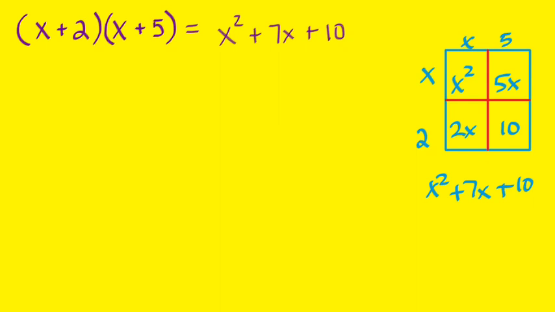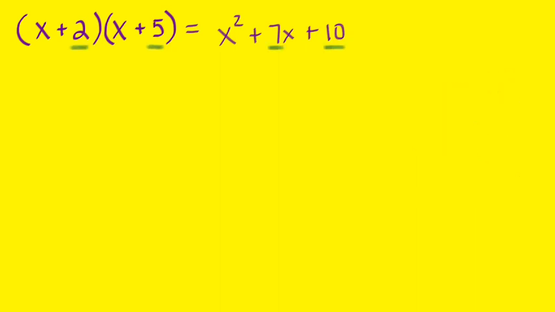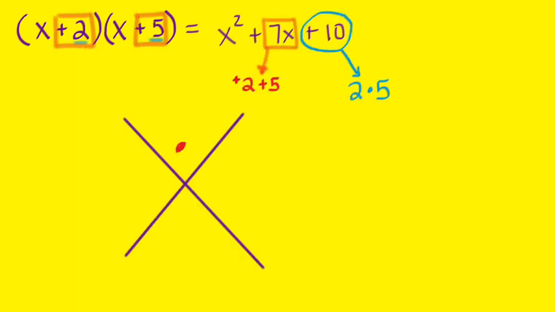But now we're going backwards. How do I get from x squared plus 7x plus 10 to x plus 2 times x plus 5? Well, we look at this and we see that two numbers multiply to be 10, and the same two numbers add to be 7. Right? Well, how do we remember this? We do this thing called X-box.